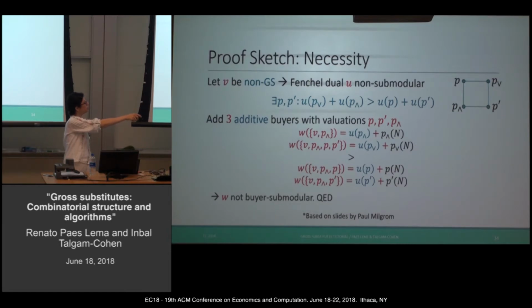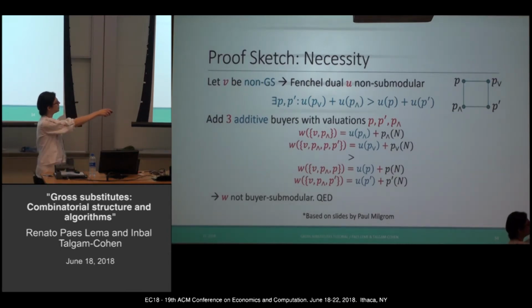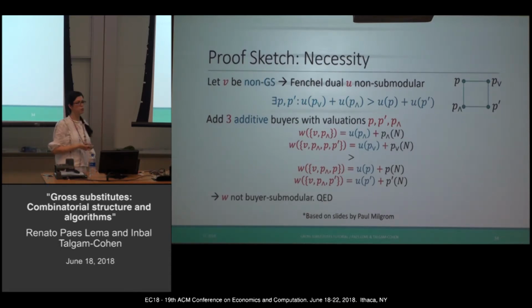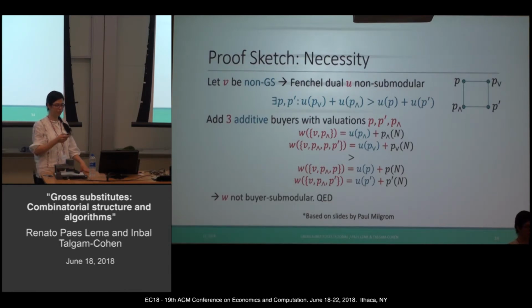These things in blue here, this is what we assumed that comes from non-submodularity. And then you get the contradiction to W being submodular. So the idea here was not for you to follow every line, but just to see how the proof is relatively very simple once you have this tool of the Fenchel dual and so on.